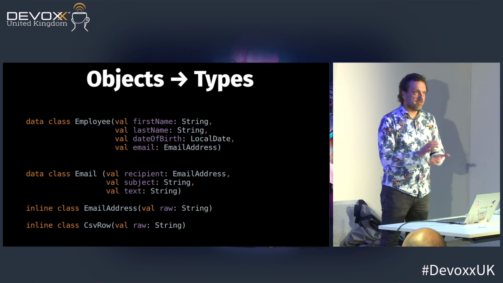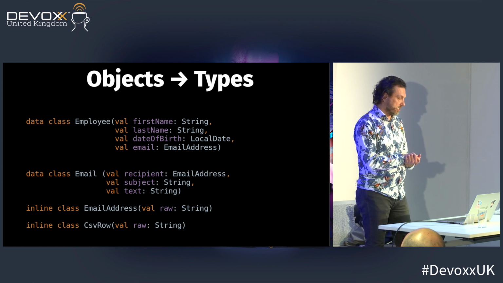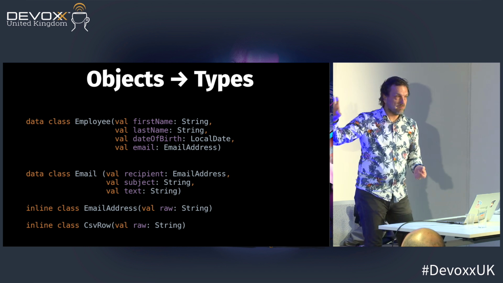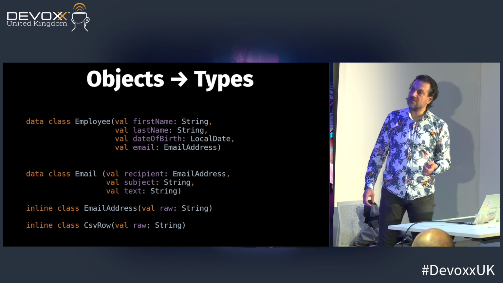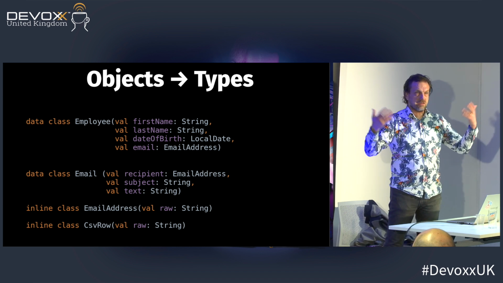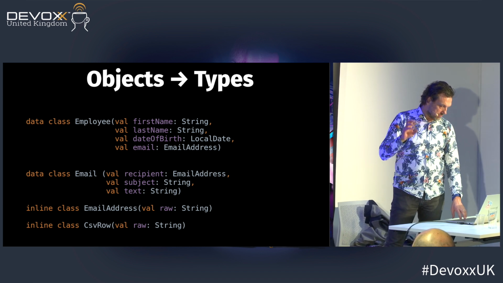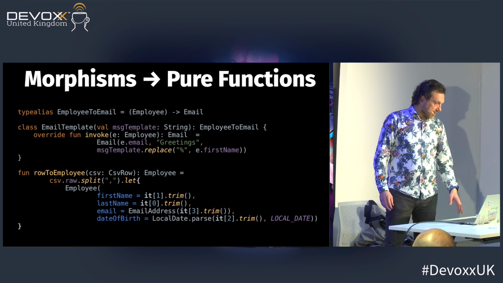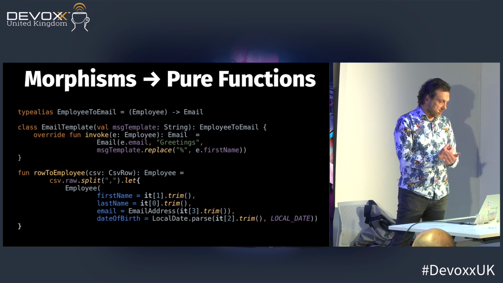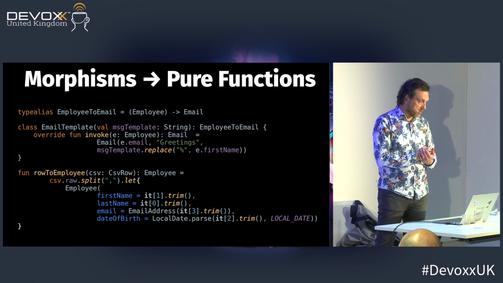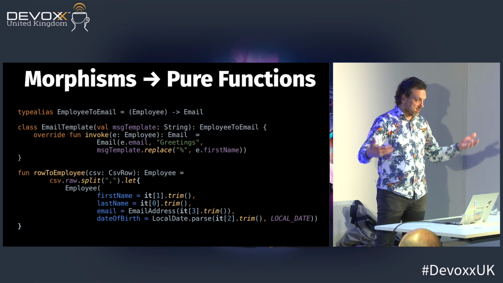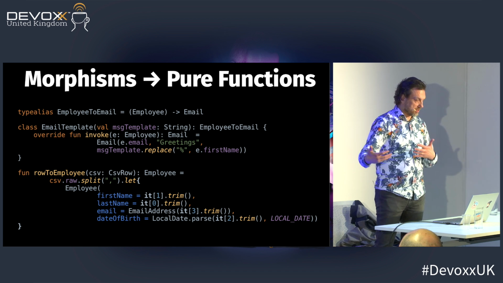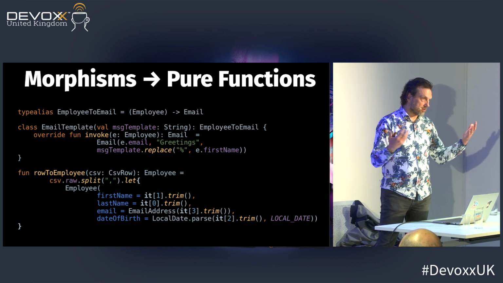And this is how the code looks in Kotlin. This data class will probably come to Java soon with Project Valhalla and inline classes. But the idea is that it's just an immutable POJO, only more compact. And you see that the morphisms are just functions, where you can, for example, take an email template and return an employee to email.